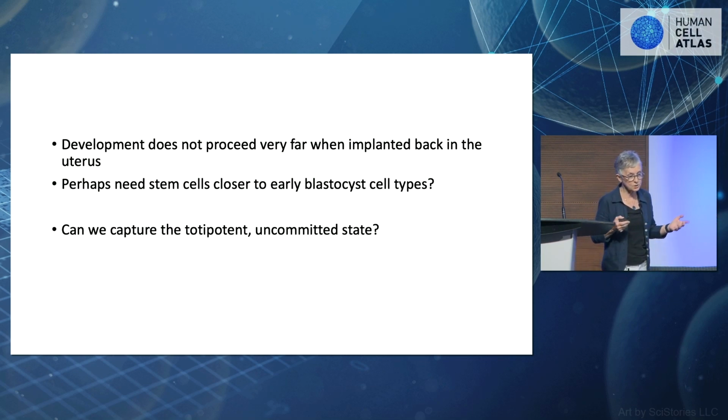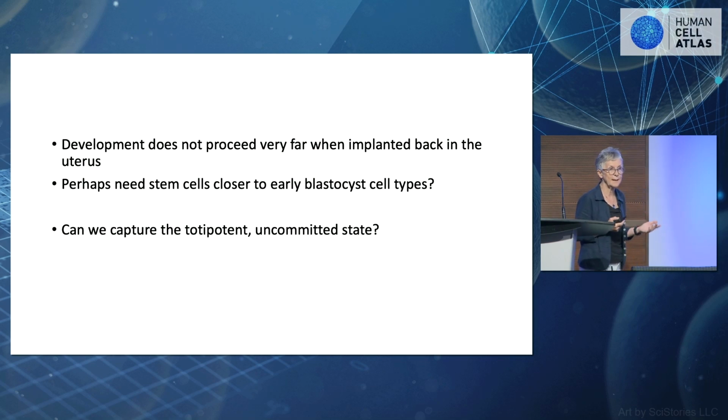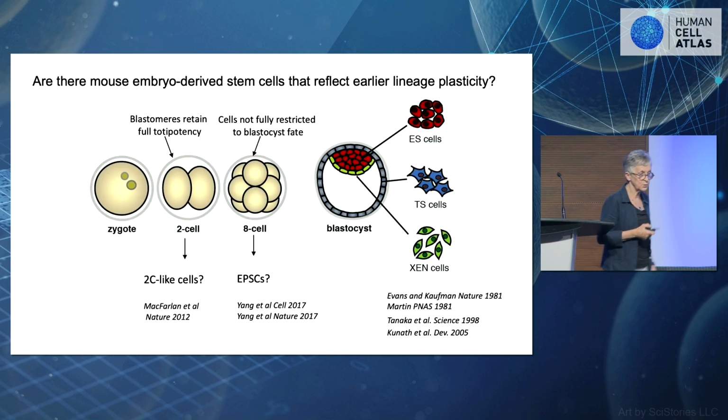So we and lots of other people have been interested over the last few years in asking whether, instead of just capturing those committed cell types at the blastocyst, we could capture a more totipotent, uncommitted stem cell state. And what do we mean by that? Well, here we are again. Here's the blastocyst on the right with the 3 stem cell types that I described for you: ES cells, TS cells, and XEN cells, reflecting the lineage commitment in the blastocyst itself.